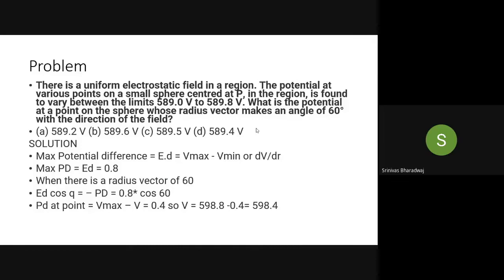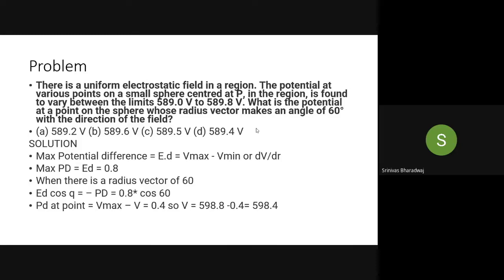What is the potential at a point on the sphere whose radius vector makes an angle of 60 degrees? So now the maximum potential difference is 0.8, right? So if the maximum potential difference is 0.8, that is E times D. But then if the field is at an angle, you also have to introduce that.